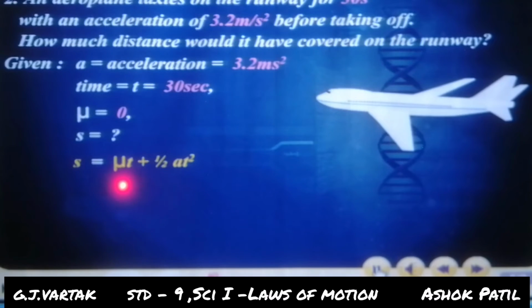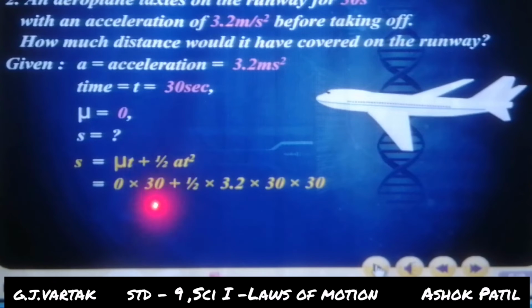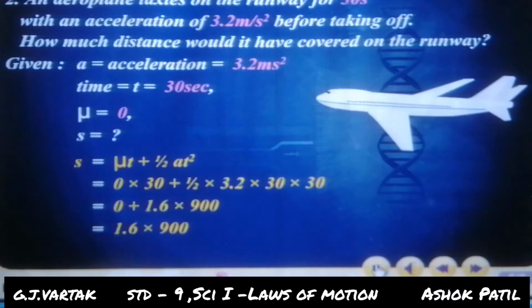S is equal to u, which is 0, into t, which is 30, plus 1/2 into 3.2 into 30 into 30. 3.2 is the acceleration. 30 square is 30 into 30, which is 900. Zero into 30 is 0. So 1/2 of 3.2 is 1.6, and it is multiplied by 900.